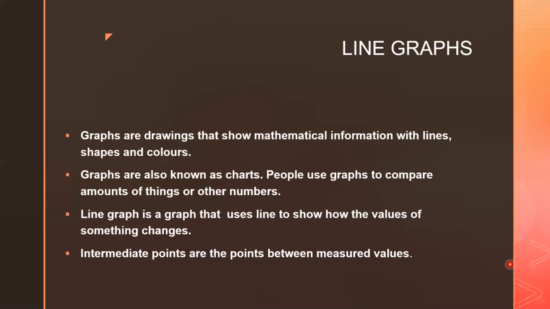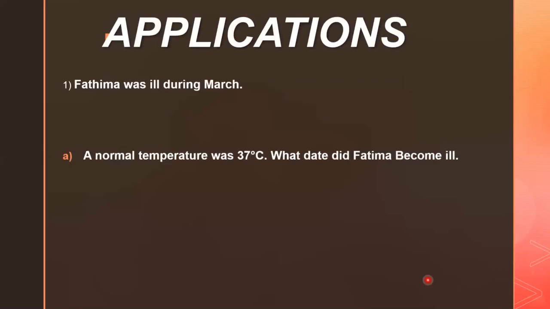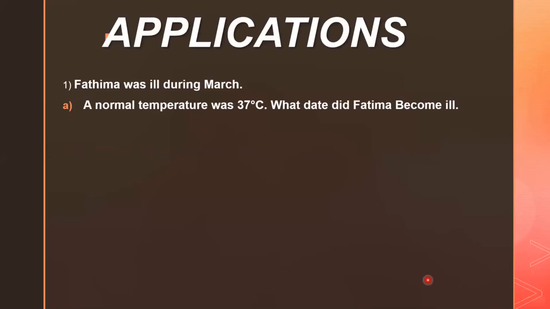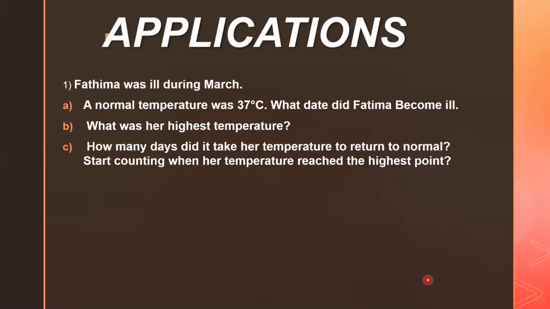I hope you are all clear with the introduction. So here comes your application level question. Let's start with the very first question. Fatima was ill during March. A part, a normal temperature was 37 degrees Celsius. What day did Fatima become ill? B part, what was her highest temperature? C part, how many days did it take her temperature to return to normal? Start counting when her temperature reached the highest point.